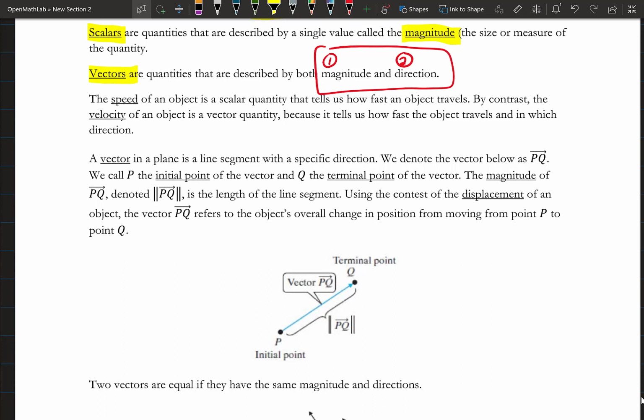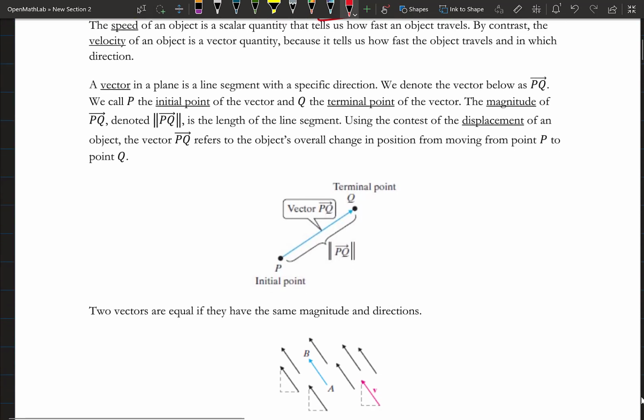The speed of an object is a scalar quantity that tells us how fast an object travels. By contrast, the velocity of an object is a vector quantity because it tells us how fast the object travels and in which direction. So there's some difference in terminology there.